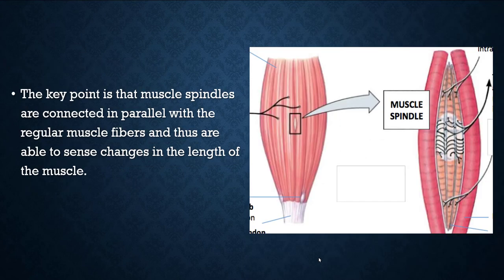The key point is that muscle spindles are connected in parallel with regular muscle fibers and thus are able to sense change in the length of the muscle. These are the extrafusal fibers, and these are the intrafusal or muscle spindle fibers, and they run parallel with the muscle belly fibers and detect any change in them.